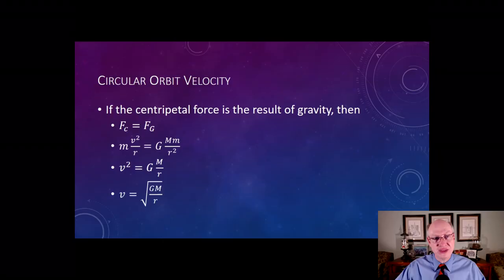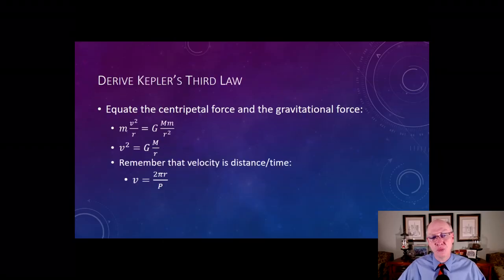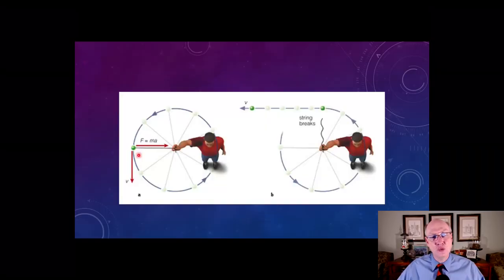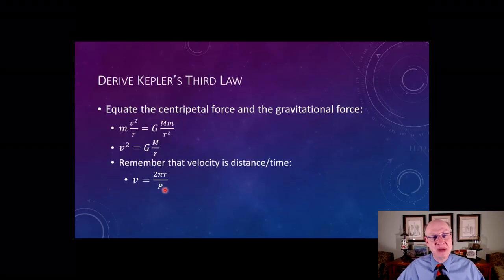How do we get Kepler's law out of this? Well, to derive Kepler's third law, we do the same thing. mv squared over r is GMm over r squared. The circular orbit velocity squared is GM over r. But now we remember that the velocity, the speed of an object, is the distance that it covers divided by the time that it takes to cover that distance. Distance, or speed, is distance divided by time. Well, the distance that the body covers is 2 pi times the radius. That is, the circumference of this circle is 2 pi times the radius of the circle. And the length of time it takes it to do it is the period of the orbit. So the velocity is 2 pi times the radius of the orbit divided by the period of the orbit.